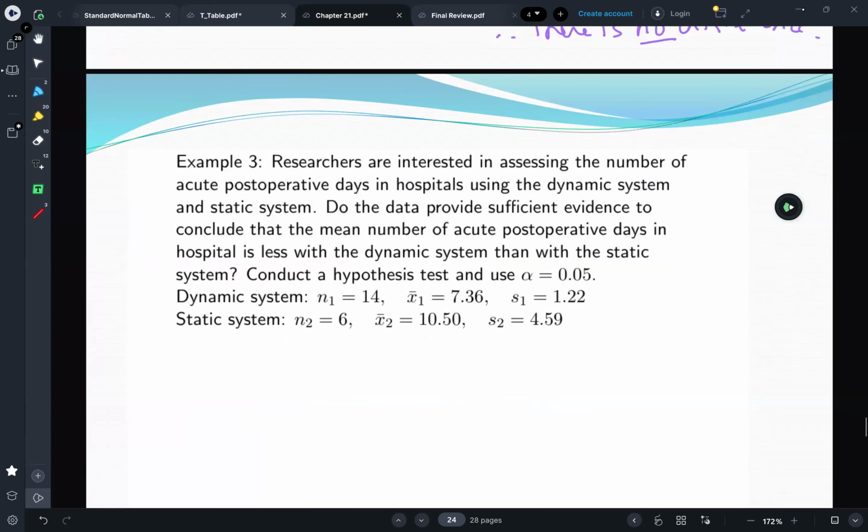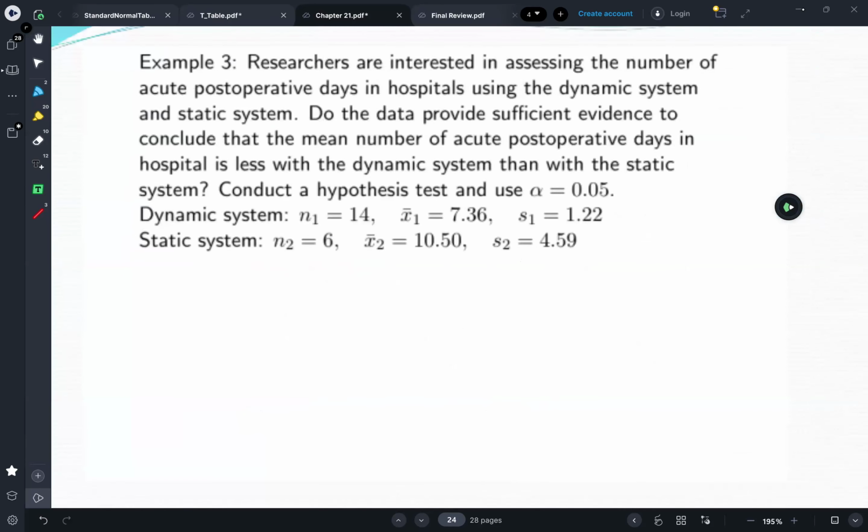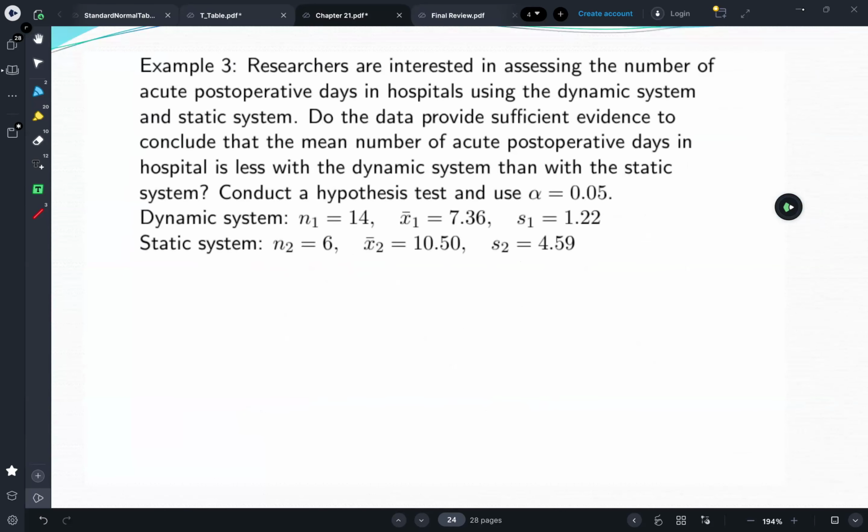All right, number 3. Okay, we have a healthcare example. This is what I do. I look at the average length of stay in the hospital, and the average length of stay in the emergency department. I'm working on a study right now for that. And we get lots of data, lots of patients, and we use those patients as a sample. And here we can compare a dynamic system and a static system. So what does that mean?